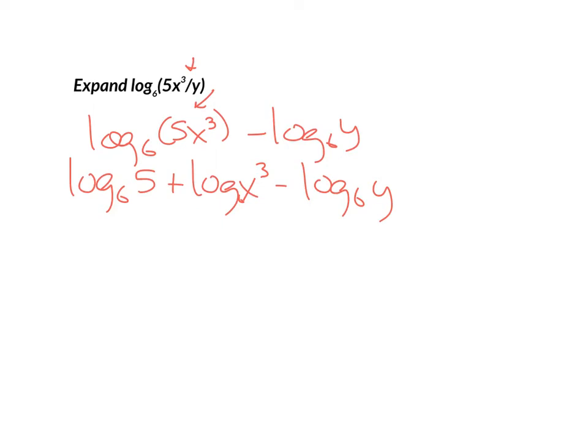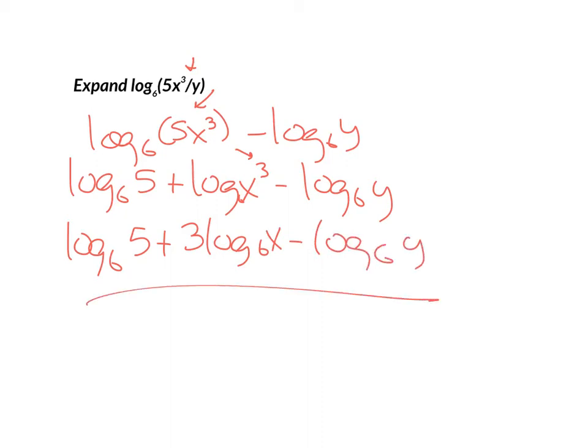Okay, now it would be done, except I noticed this log right here has an exponent, which means the exponent, remember, always ends up in the front. So I'm going to put the 3 in front of the log base 6x minus log base 6y. And that's expanded. That's as far as I can take it out.